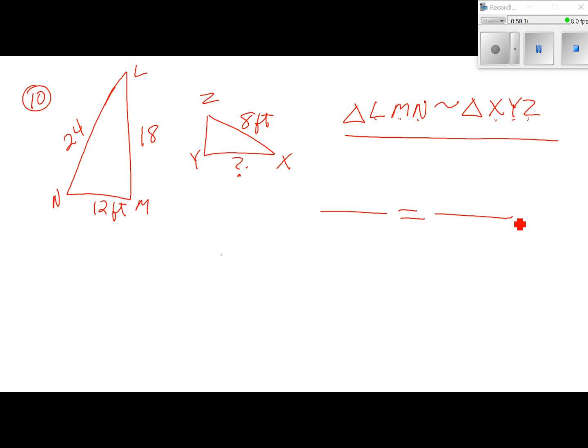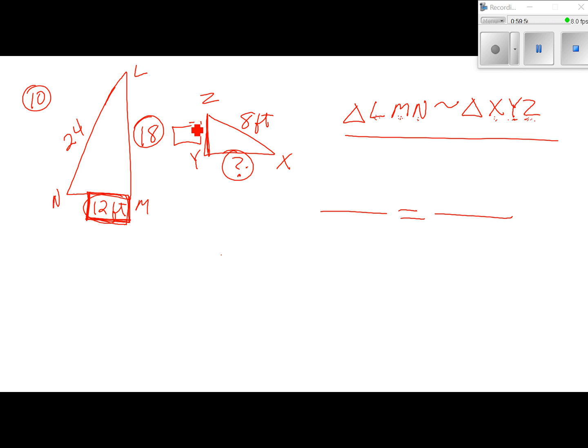So I'm going to go through here, and if I look at segment LN, that's the first and last letters in this name, that's the 18 right here, I'm going to circle it. That has to match up to XY, which is what we're looking for. And then segment MN over here, which is this one, I'm going to put a rectangle around it so I know which ones I'm matching up, has to match up to YZ. YZ is right here. Well, we don't know what it is, so that doesn't really help us a whole lot.